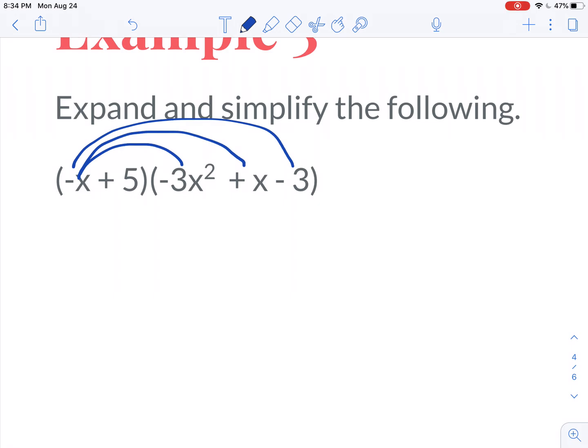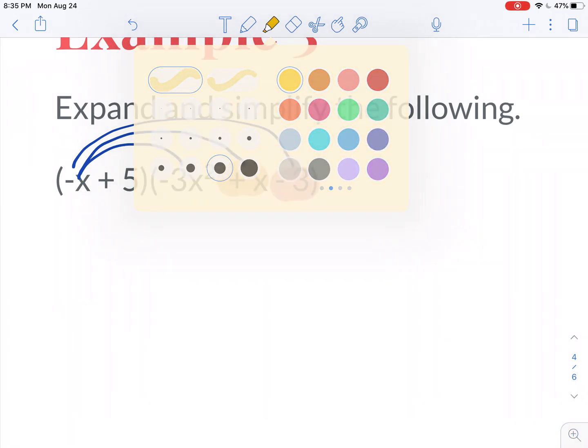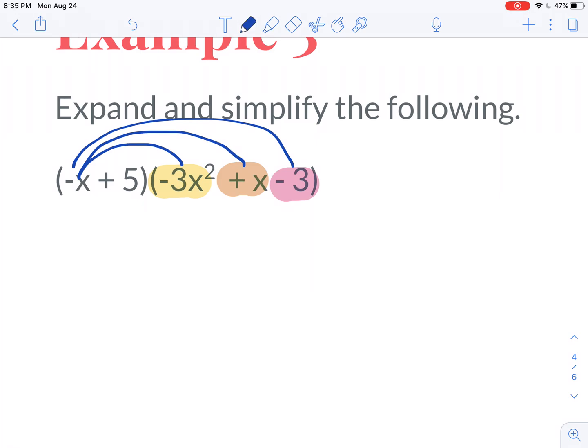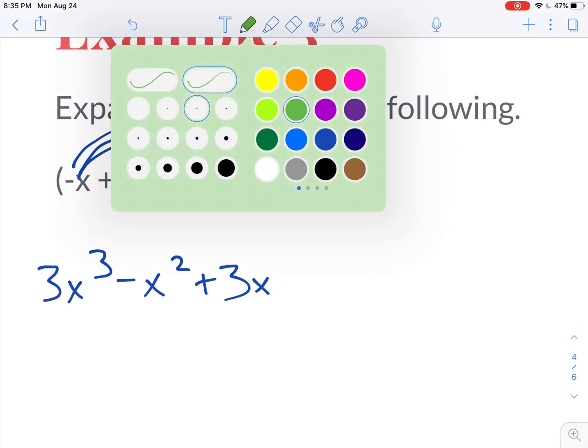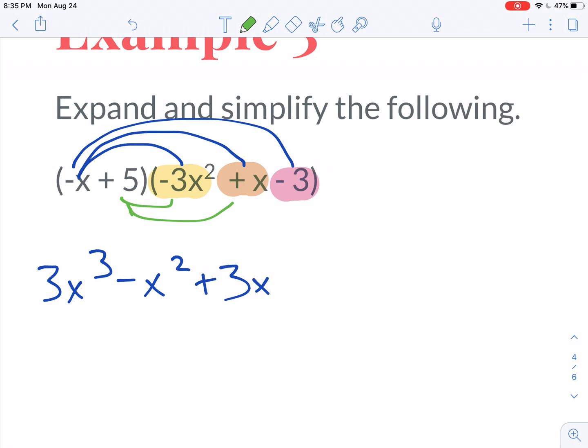So I've got negative x and I'm distributing it to every single term of that other polynomial that I'm multiplying it by. I have to pay attention to my signs, and I'm going to group all my signs with the sign in front of it. So when I do my multiplication, I'm going to treat this as a negative x multiplied by a negative 3x squared. So that means I've got positive 3x cubed minus x squared plus 3x because I have a negative times a negative. Just like I'm going to distribute this positive 5 to all three terms. And I treat it as a positive 5 because, again, it's got that positive right up front of it.